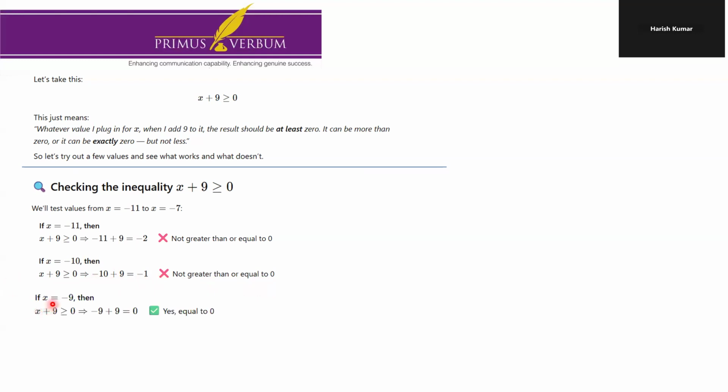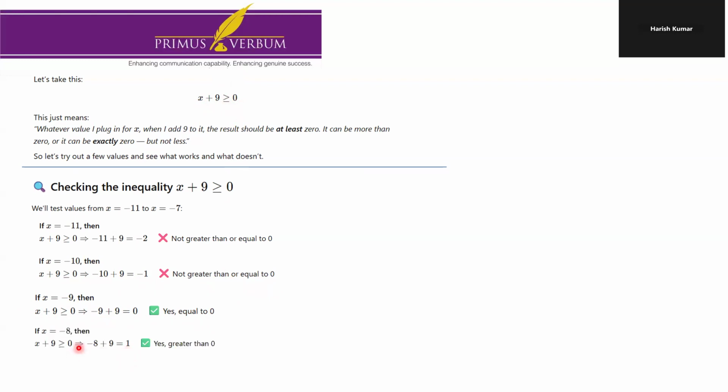Now we are substituting x is equal to minus 9. X plus 9 greater than or equal to 0 becomes minus 9 plus 9 equal to 0. Yes, it is equal to 0. So when we substitute minus 9 for x, then this inequality x plus 9 greater than or equal to 0 becomes true.